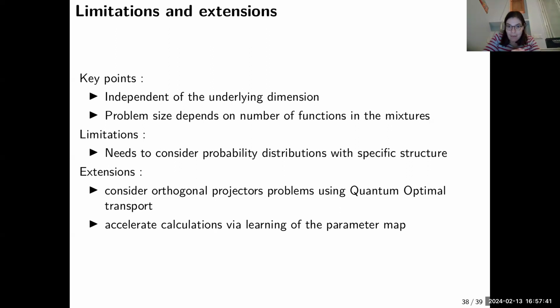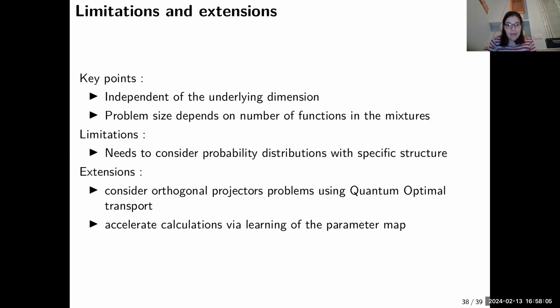And what is nice is that the complexity in computing these modified Wasserstein barycenters is independent of the underlying dimension of the space. It only depends on the number of components in the mixtures, which depends on different probability distributions. So that's pretty nice since we want to go to actual molecules with this type of approach.